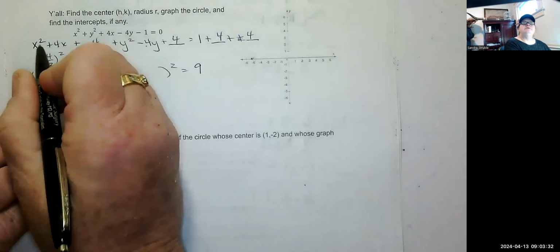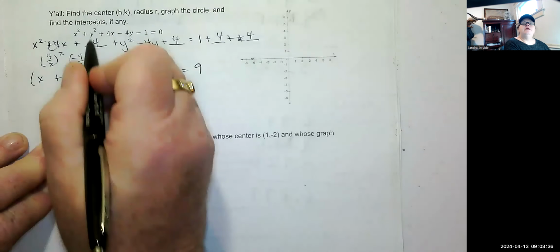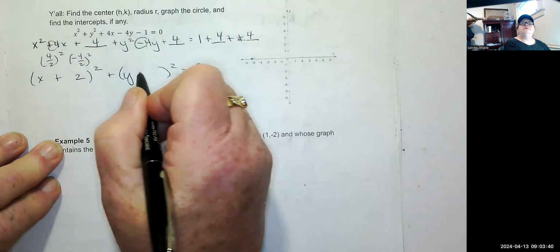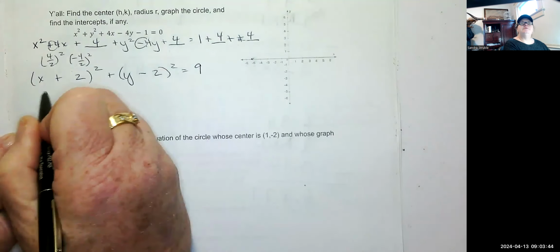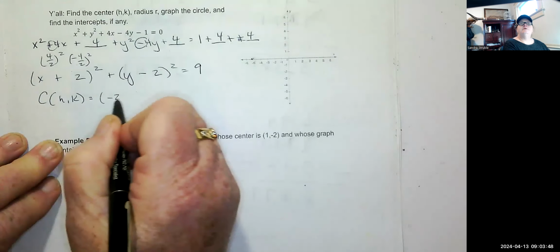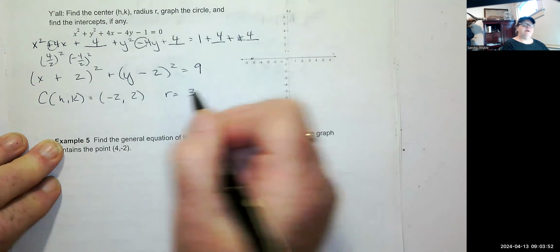Square root of the first is x, sign of the middle, square root of the last. Square root of the first, sign of the middle, square root of the last. All right, so my center, h, k, is at -2 and 2. And my radius is the square root of 9, which is 3.